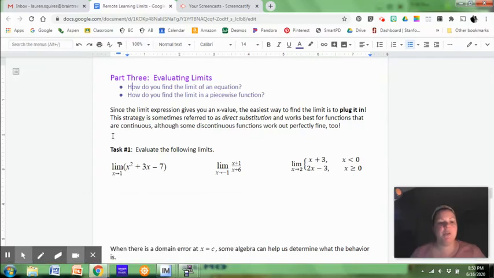So we're going to continue with our limits. In part 3, we're going to also evaluate some limits, but we're going to specifically work with the functions or the equations themselves. And we're going to pay particular attention to piecewise functions and how we work with those.